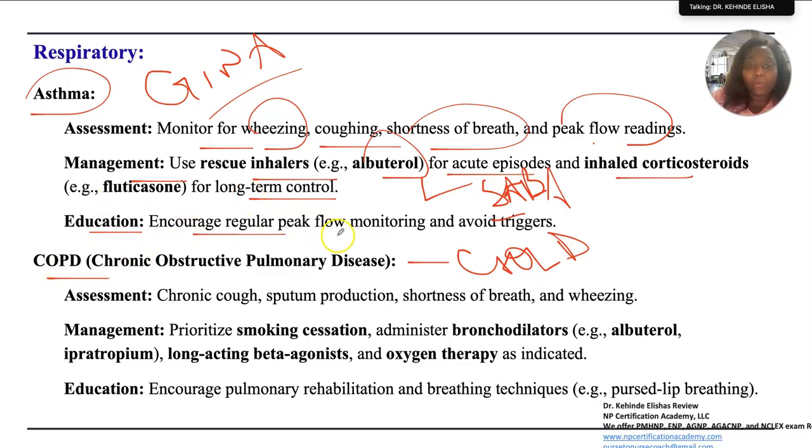Education: you want to encourage regular peak flow monitoring. You want to avoid any kind of triggers, things that will cause them to flare up, like pollens, dusts, pet hair, and things like that.